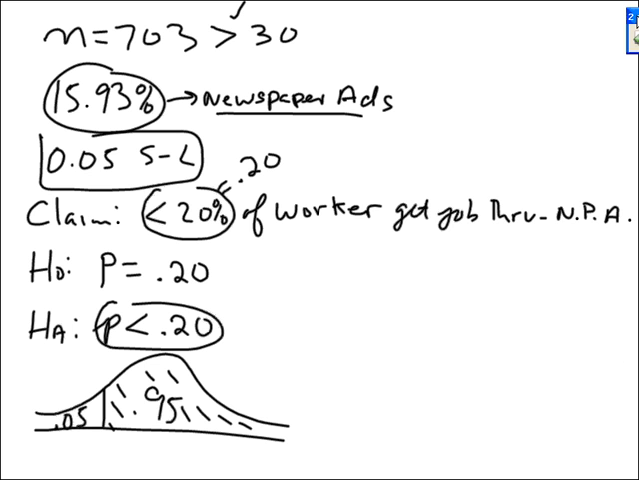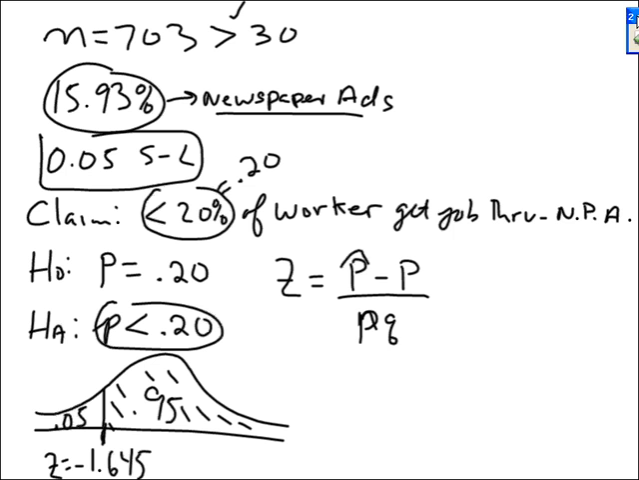Now, if you look up on your Z table where the left-hand corner is 0.05, you will learn that Z is negative 1.645. So now what we need to do is find the test statistic. Z is equal to p hat minus p, divided by the square root of p q over n.